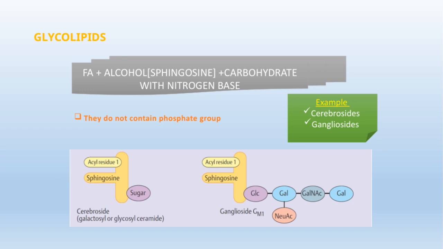Instead, their structure includes fatty acids combined with alcohol, specifically sphingosine, which is a key component. Attached to this backbone is a carbohydrate group that contains a nitrogen base. These structural features are essential because they influence how glycolipids function, especially in cell membranes and signaling. Understanding these components helps us see how glycolipids contribute to cell recognition and communication, fitting into the bigger picture of lipid diversity and function we've been exploring.